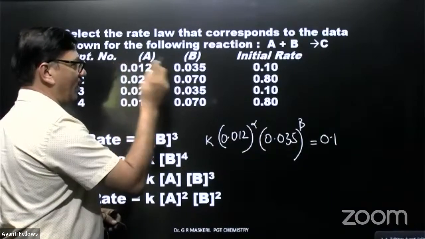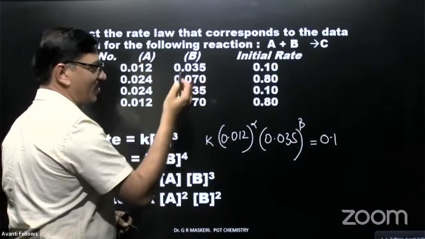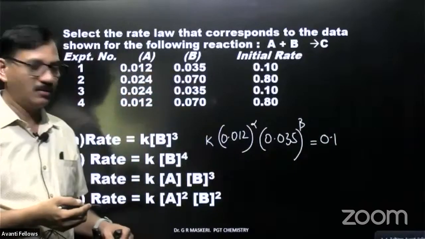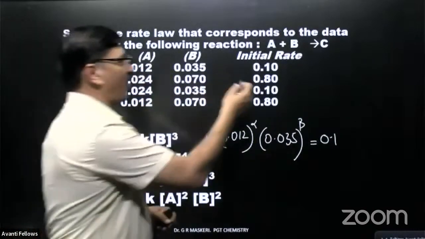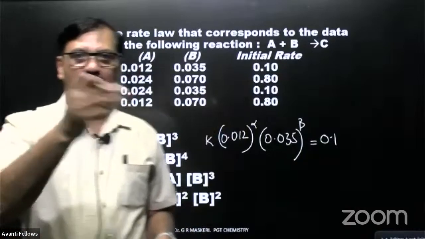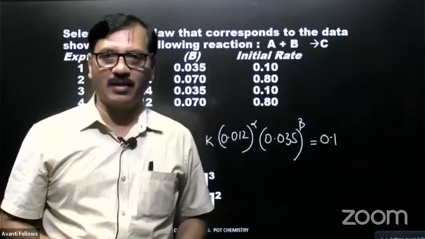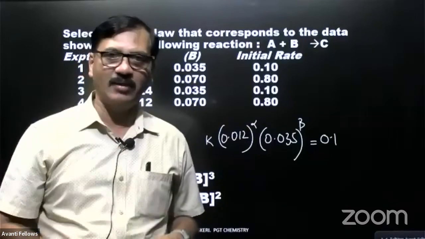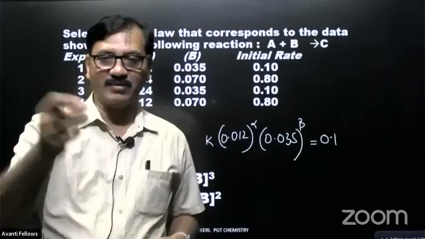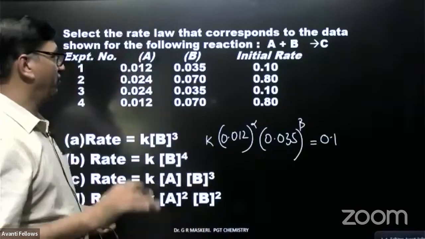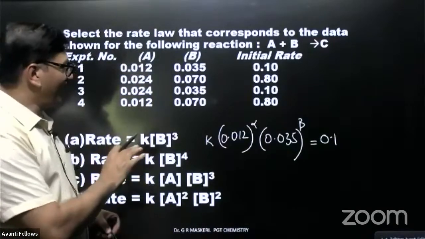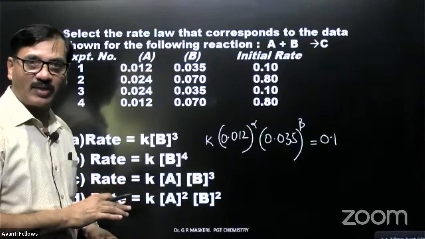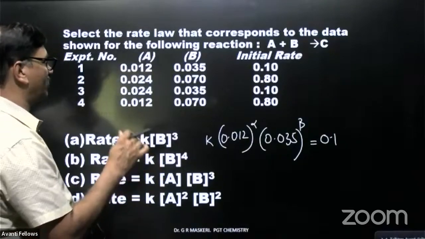0.024 to the power alpha, 0.0770 to the power beta is equal to 0.80. Then choosing the questions and dividing one by the other, you will get the value of alpha and beta. This is the way exercise books have such questions. But in competitive examinations or objective type questions, what way can you see here?